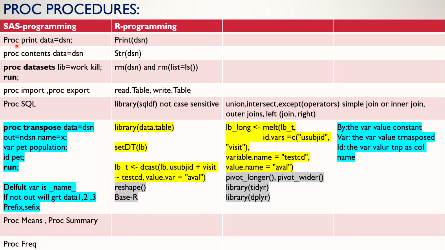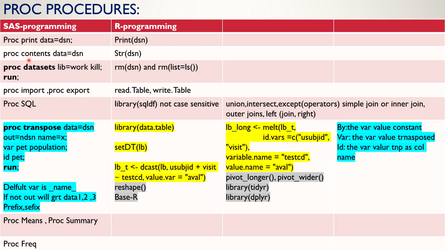Here Proc means procedure. If you want to print any dataset in SAS programming, we write the code proc print data equal to dataset name. If you write this code and execute, it will print the dataset data. The same thing, if you want to print the dataset in R programming, we have to write print dataset name.